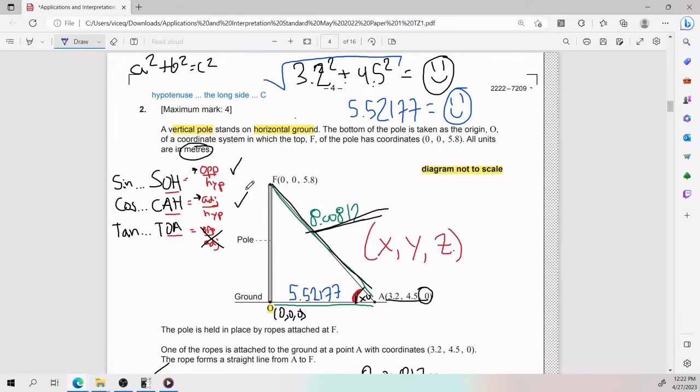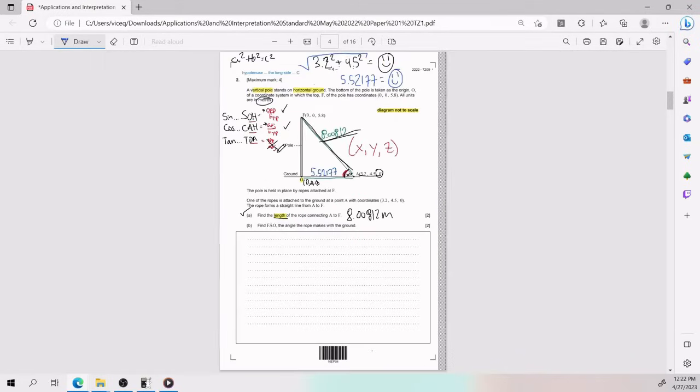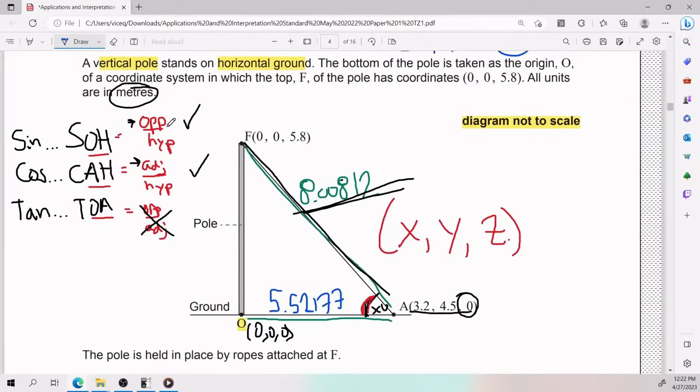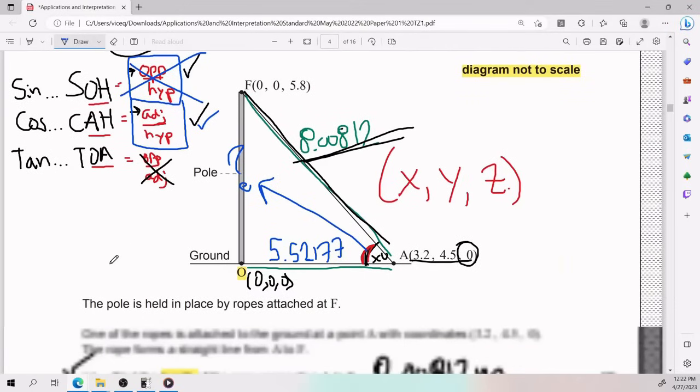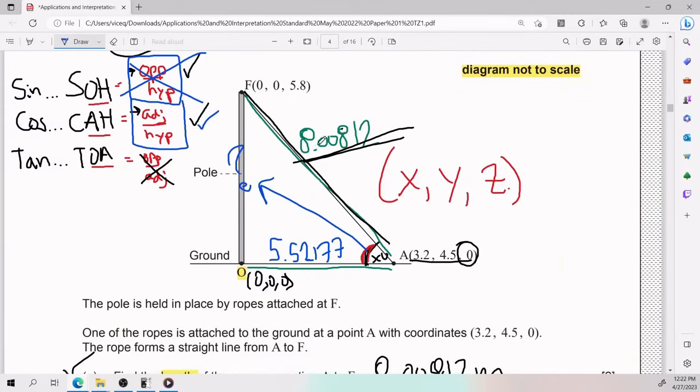So now we come back to this sine cosine thing. Do I use the one on top or the one on the bottom? Did I just find the opposite or the adjacent? Let's remember that the opposite to my angle is all the way on the other end. It's not something we have, so we're not going to use sine. In this case, the winner will be cosine. We're going to use adjacent over hypotenuse. The adjacent we identified is 5.52, and the hypotenuse is 8.008.